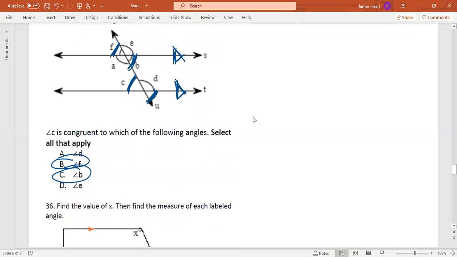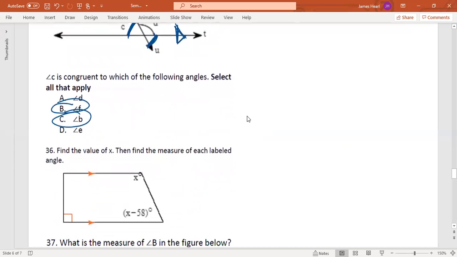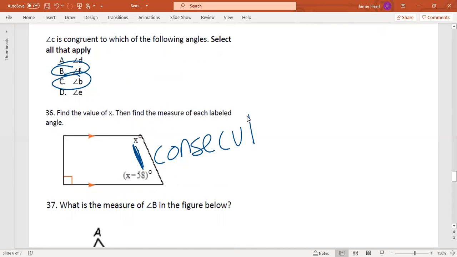For 36, we're given this figure and asked to go find the value of X and then the measurement of each angle. Since it is a set of parallel lines, we have a pair of consecutive angles, and according to the property, a pair of consecutive angles that are on the same side, like you see in this picture, have to be supplementary to each other.